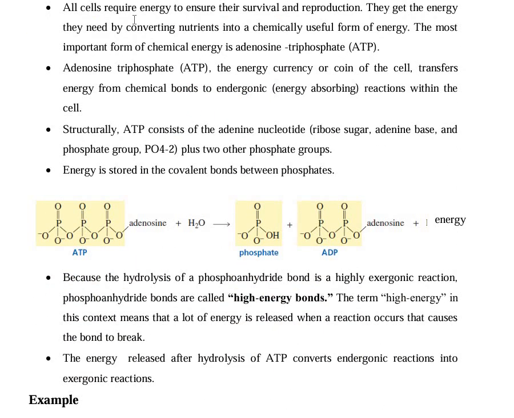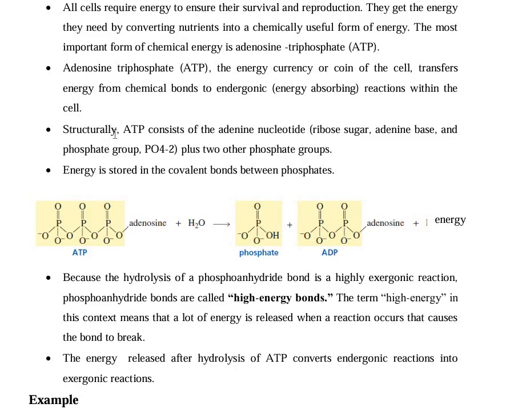All cells require energy to ensure their survival and reproduction. They get the energy they need by converting nutrients into a chemically useful form of energy. The most important form of chemical energy is adenosine triphosphate. We call it ATP. ATP, the energy currency or coin of the cell, transfers energy from chemical bonds to endergonic, meaning energy-absorbing, reactions within the cell.